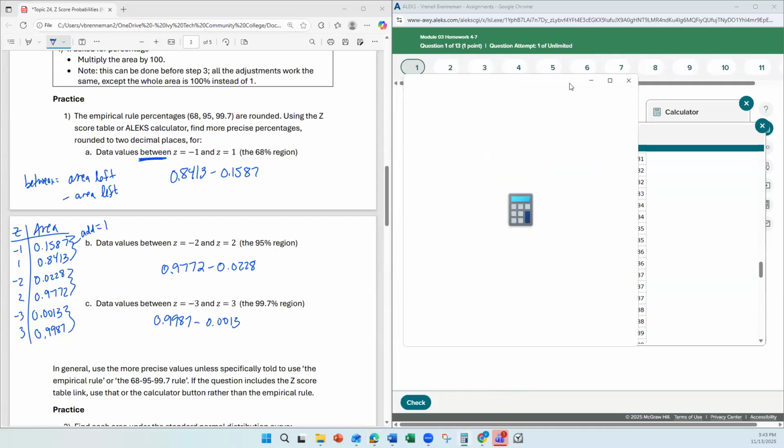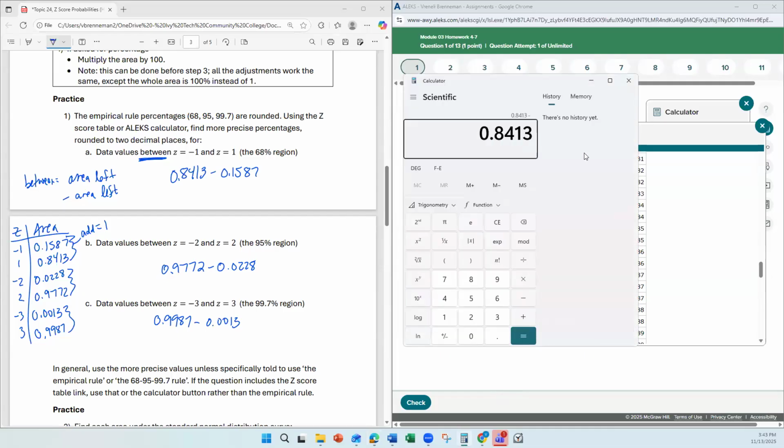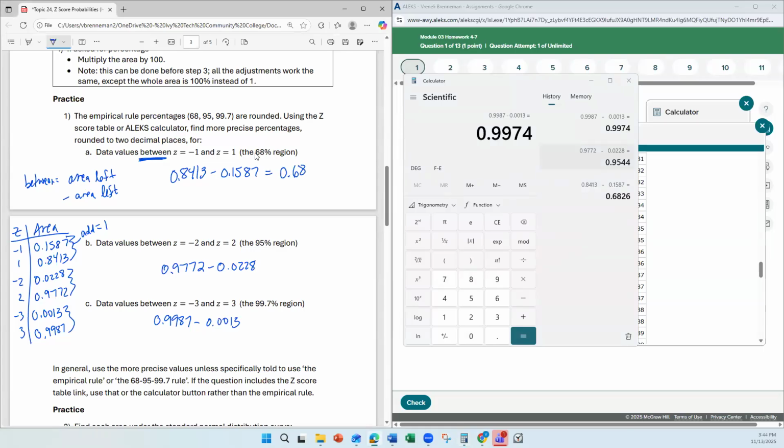So let me throw these in my calculator. 0.8413 minus 0.1587. All right, so we get for between -1 and 1, 0.6826. 68% is the nearest whole number, but 68.26% would be more precise. It's rounded to 68%, not too far off. For the -2 to +2, the 95% region, it would be 95.44%. So you could argue that should more so be rounded to 95.5. It's kind of stretching it to round it to 95. But it is rounded to the nearest whole percentage.